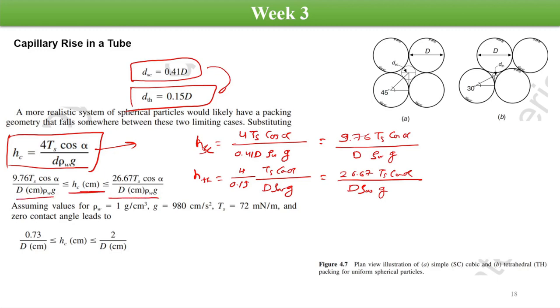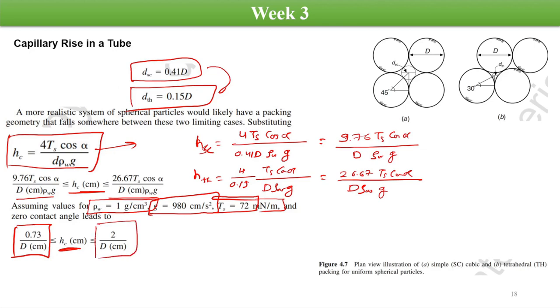Now if we put some standard values, like for water, rho W is 1 gram per centimeter cube, G value is 980 centimeter per second square, and Ts is 72 millinewton per meter. If we put that in these equations, we obtain that the height of the capillary rise will vary from 0.73 upon D to 2 upon D. This one is for simple cubical and this one is for tetrahedral. So what we observed is that for simple cubical, the height of rise is lesser than the tetrahedral.